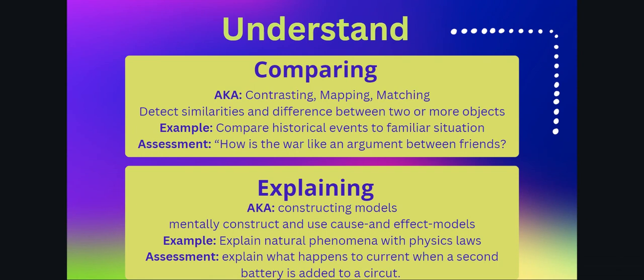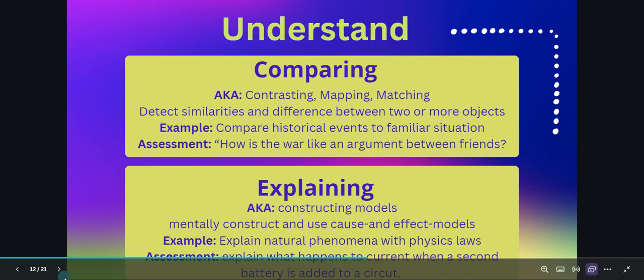Explaining, or constructing models, is mentally constructing cause and effect models for the presented material. You may see an objective that asks students to observe a natural phenomenon and use physics laws to explain it. That concludes the understanding category of Bloom's taxonomy. Next, we move to apply.